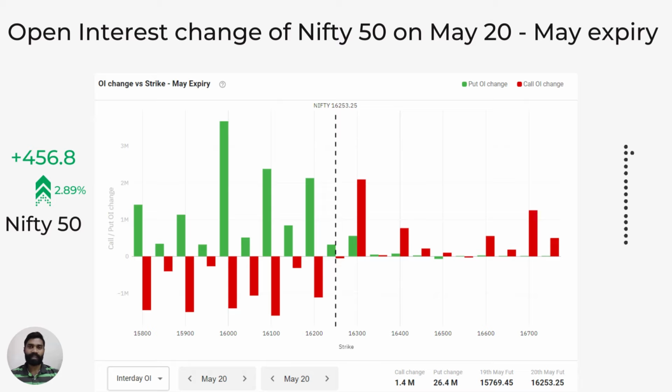In addition, a very high number of puts were sold on this day. The green bars represent the puts here, and a lot of them were sold as traders believed that Nifty 50 won't breach these levels, so that they can pocket the premium that they received while they sold it earlier. However, as we saw in the previous slide, this can change, especially when there are big swings in the index.